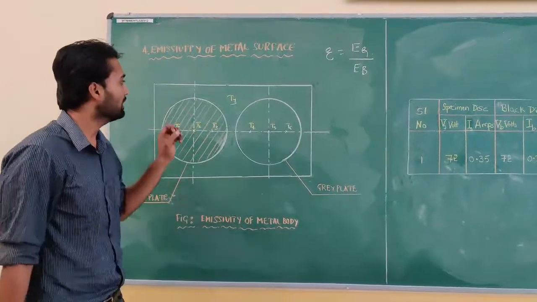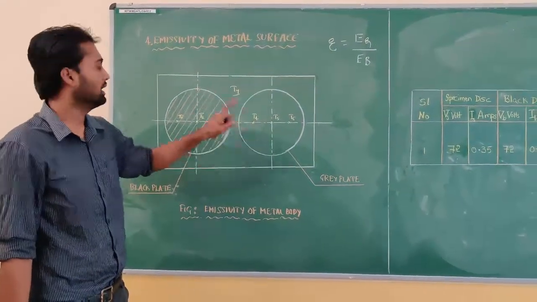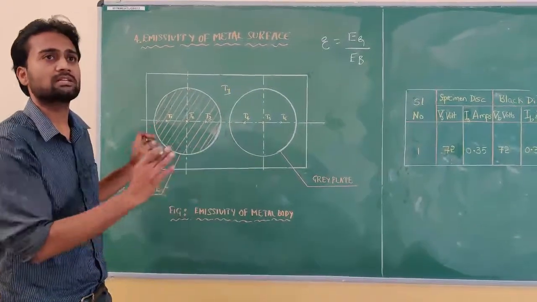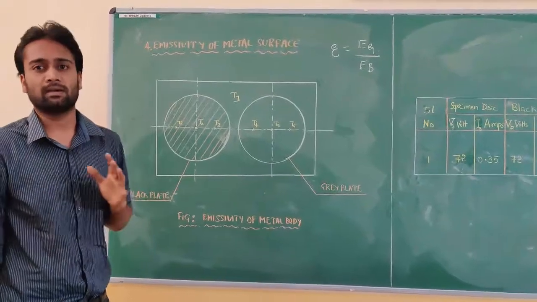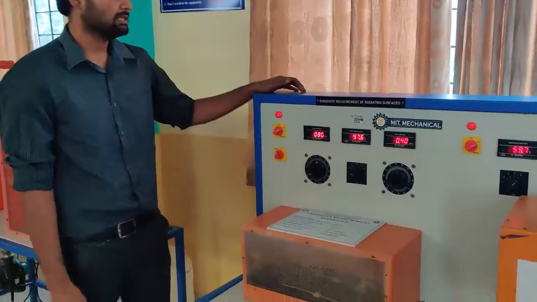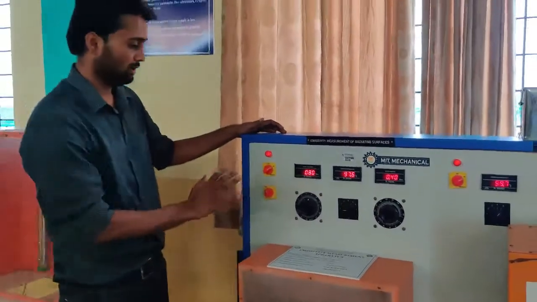In this experiment our aim is to find the emissivity of the grey surface when compared to the emissivity of the black surface, when both surfaces are subject to the same environment or the same experimental conditions. Now we are looking at the experimental setup for the emissivity of the given test specimen. Let us look at the setup.